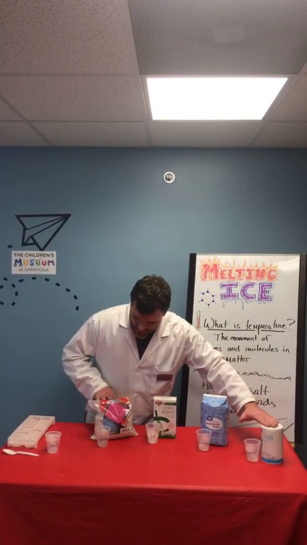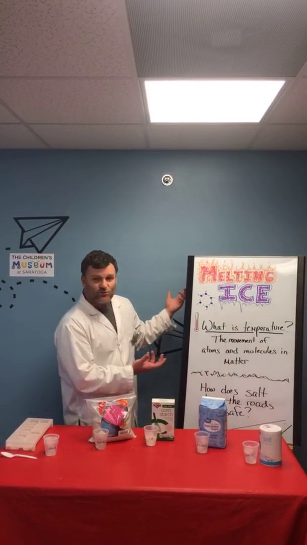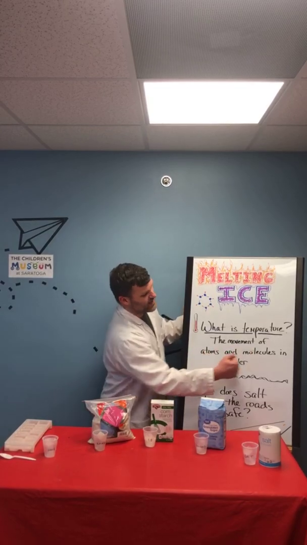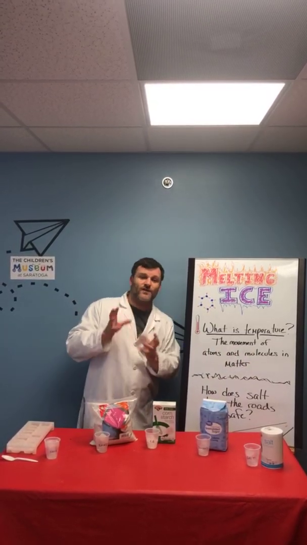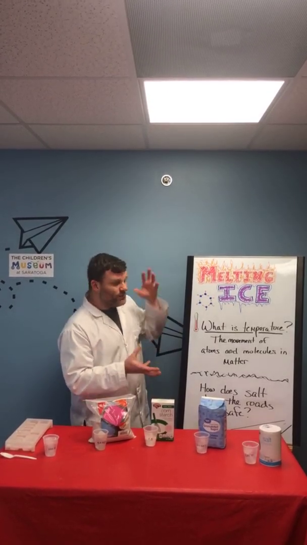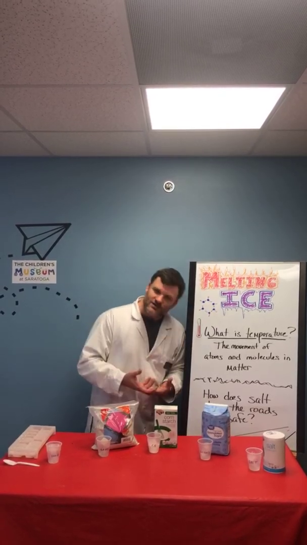But to move back to our salt and sand, because that is what we put on the roads, how does that actually work? Well, it has to do with what temperature actually is, which is the movement of the atoms and molecules in matter. The slower they're moving, the colder things are. The faster they're moving, the hotter things are. And when we add or subtract energy, that changes the temperature. Well, how does salt change that?